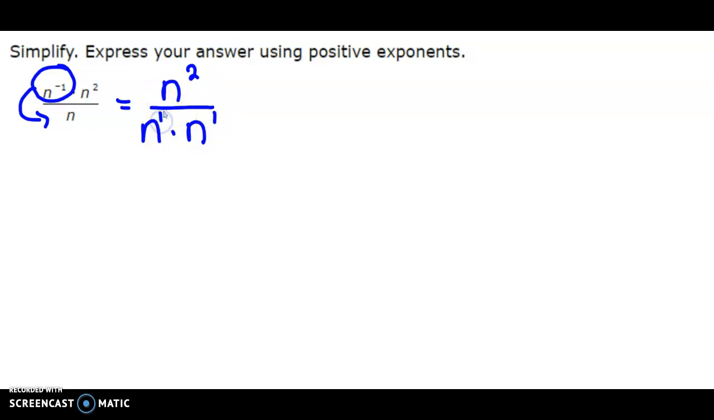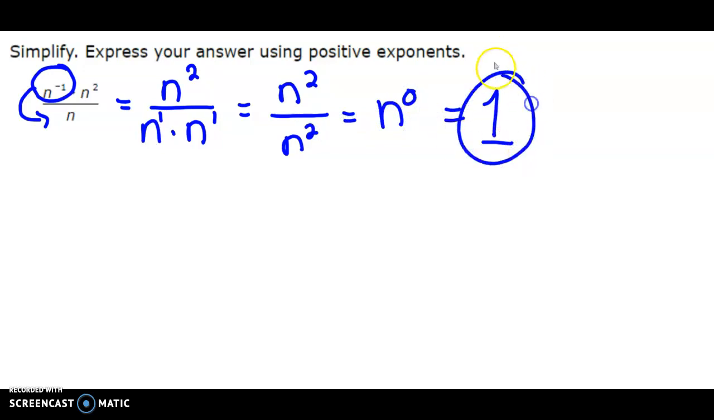Well, that n has an exponent of 2, so this is n to the second over n to the second, which equals n to the 0, which any non-zero number to the 0 power equals 1. So we're going to assume that n is not 0, and therefore our answer is 1.